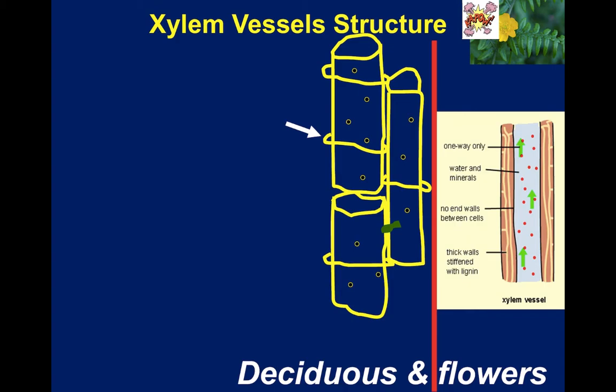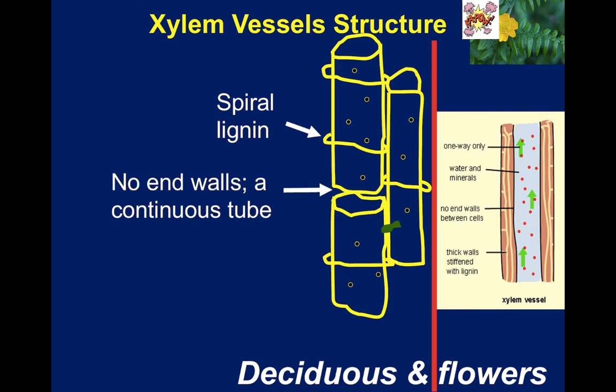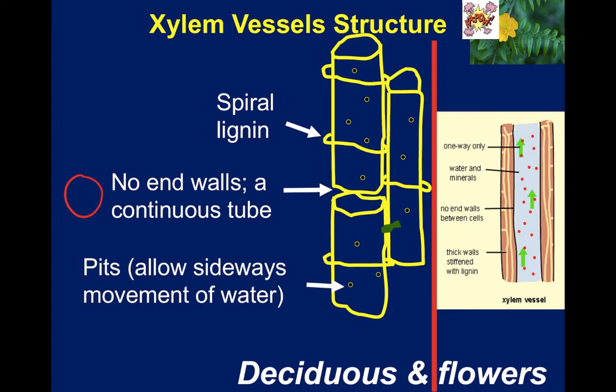Now, this is just another version of it just to show you. So we have the spiral lignin on the outside. We have no end walls, so the continuous tube. If you were to look up, it literally is like looking up through a straw. And we have the pits, and the job of pits is to allow the sideways movement of water. Now, as we said, these are more evolved, so they're much better at their job than tracheids are.